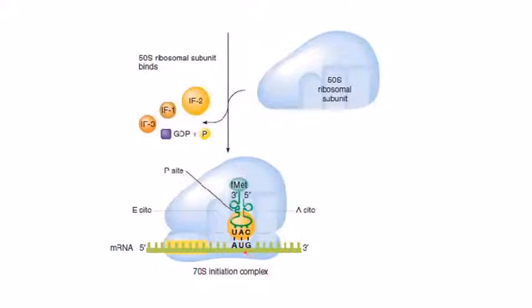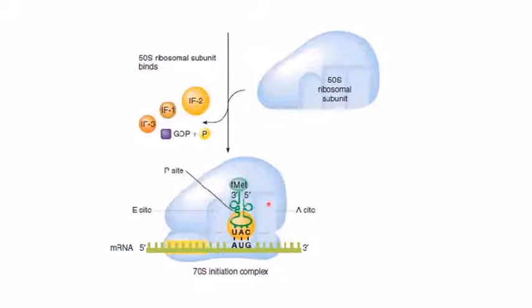So here we have the smaller subunit of the ribosome with a bound mRNA molecule and the attached initiator tRNA with formyl methionine at the P site of the ribosome, whereas this is the larger subunit that has attached to the smaller subunit after removal of initiation factors 1, 2 and 3, with the hydrolysis of GTP to GDP and inorganic phosphate. In this manner, the whole ribosome assembly of the 70S initiation complex is established.